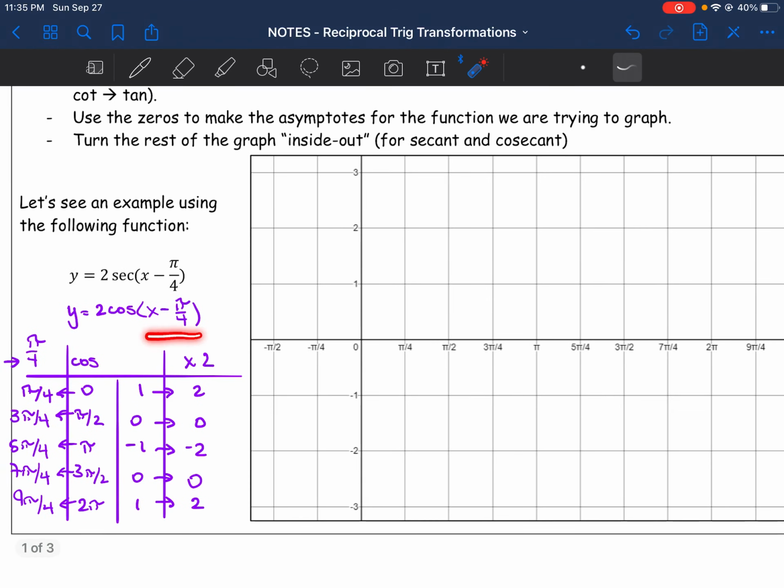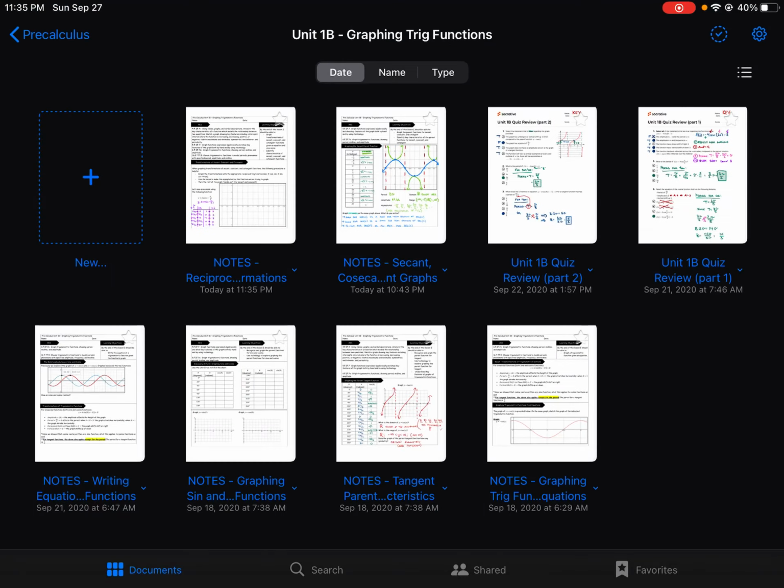We're trying to graph the cosine first, and then we're going to take all of the zeros and make them asymptotes for secant.